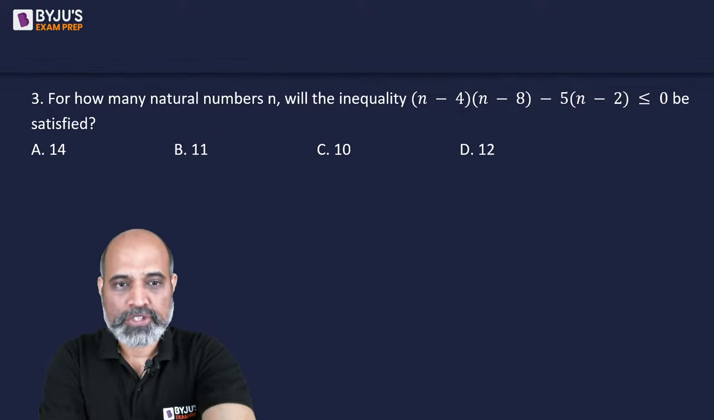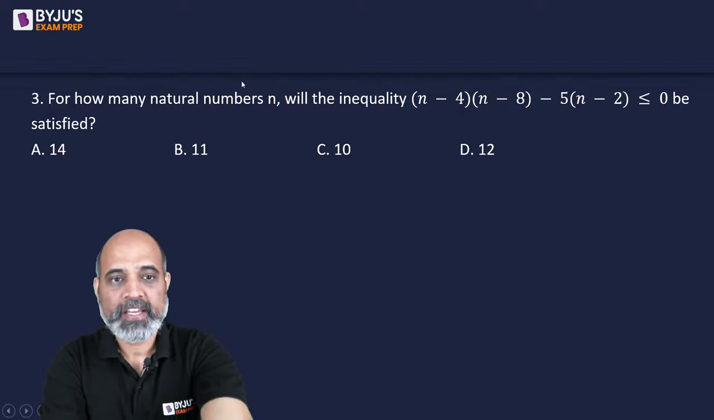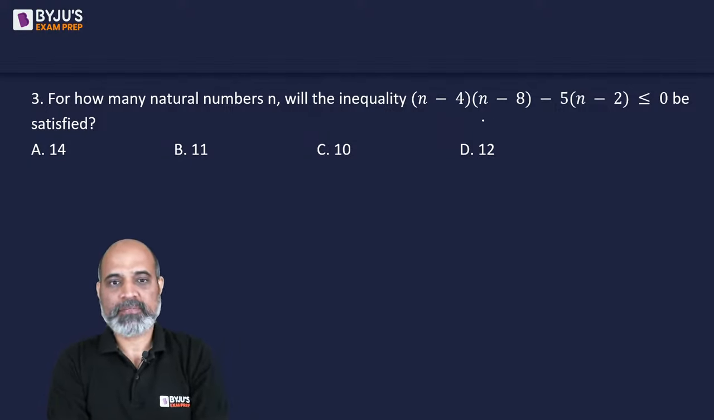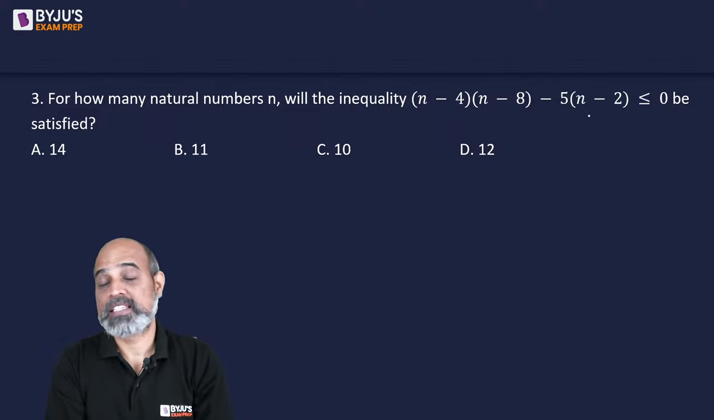Okay, another question. This is a question based on inequality. For how many natural numbers n will the inequality (n minus 4)(n minus 8) minus 5 times (n minus 2) less than or equal to 0 be satisfied? Now, the thing is, there is nothing common we can take out. So the only way is we will have to open the brackets and then factorize it back, right?